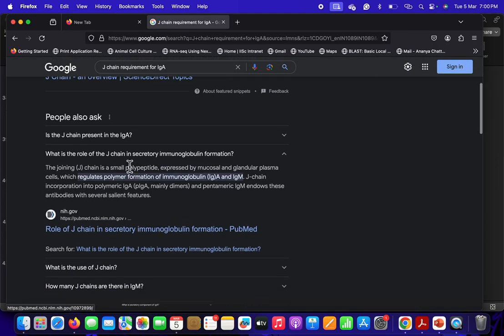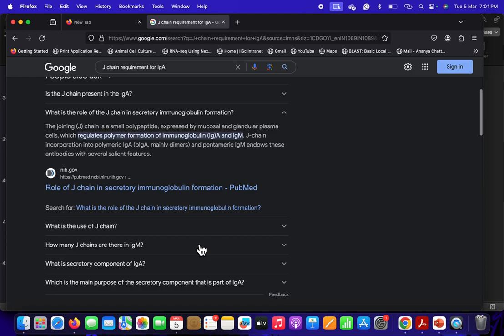So what is the role of the J chain in secretory immunoglobulin formation? The joining chain, which is joining two monomers, is a small peptide expressed by mucosal and glandular plasma cells, which regulates polymer formation, as I was telling, forming dimerization. But there is also a role in making it secretory or solubility.